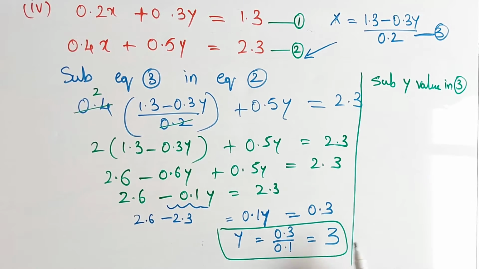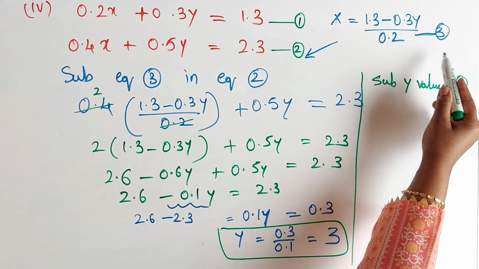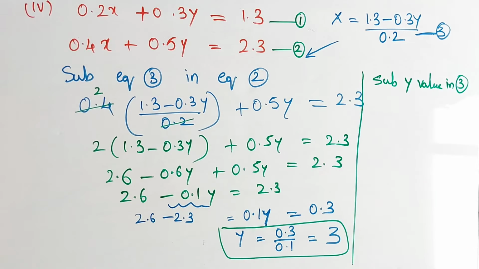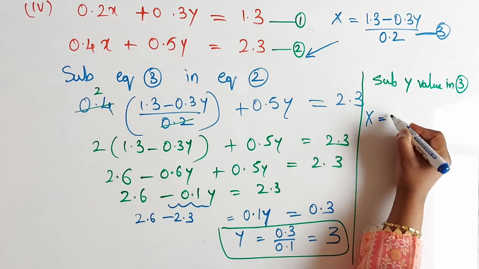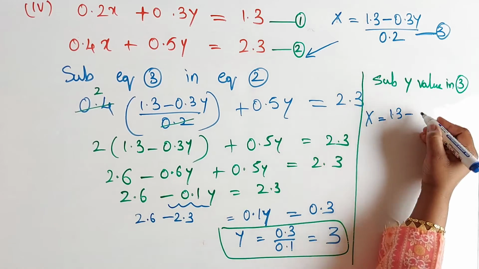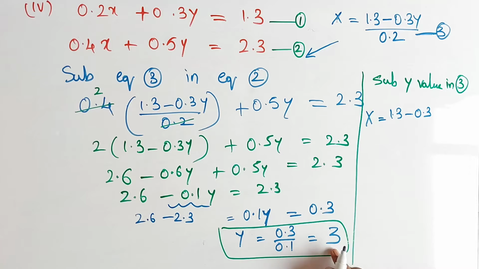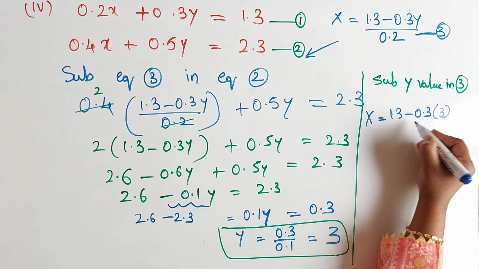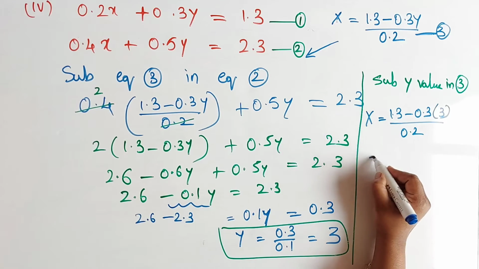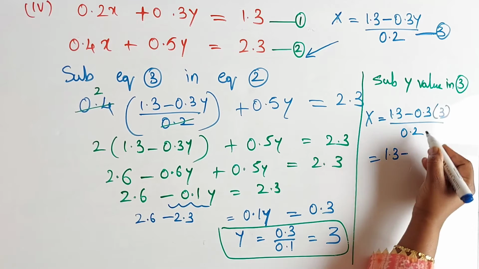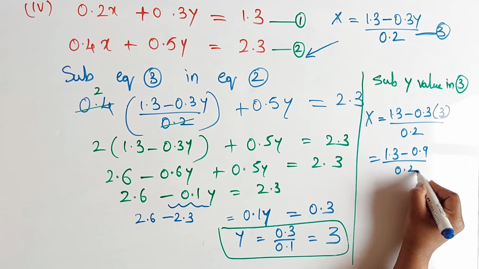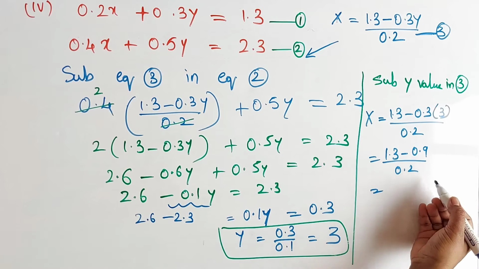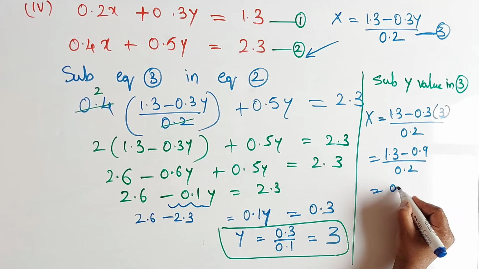Now we got y value. Substitute this y value in equation 3 so that we will get x value also, children. Correct? What is x equal to? x equal to 1.3 minus 0.3y, in place of y we can write 3, divided by 0.2. This equal to 1.3 minus 0.3 into 3, 0.9, divided by 0.2. 1.3 minus 0.9, that is 0.4.